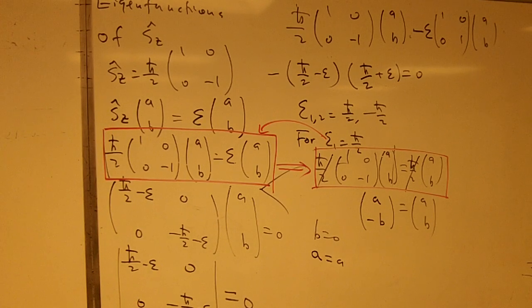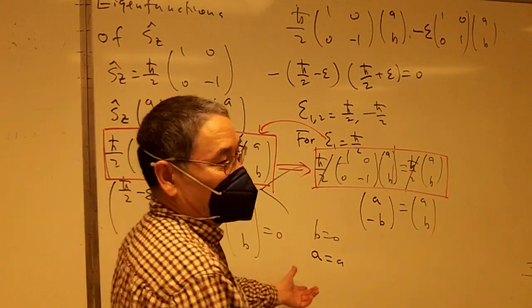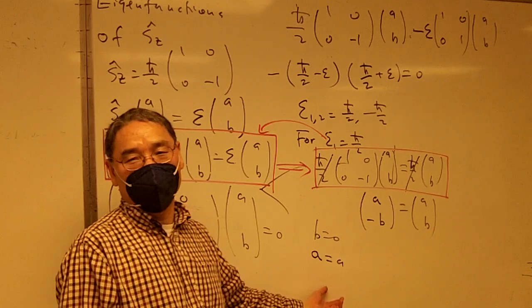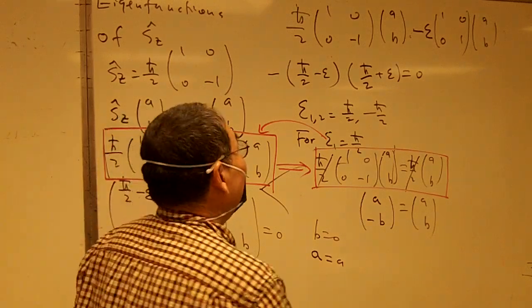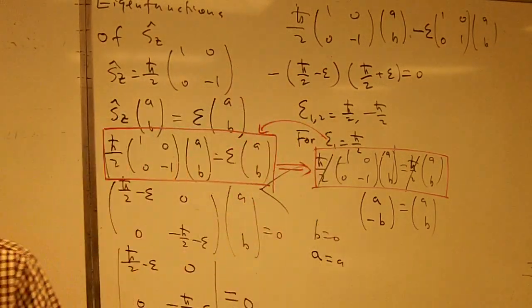Are we good so far? So B must be 0. So far A is still not determined. We don't know how large A is. So the next step, what do we need to do next? What do we do?